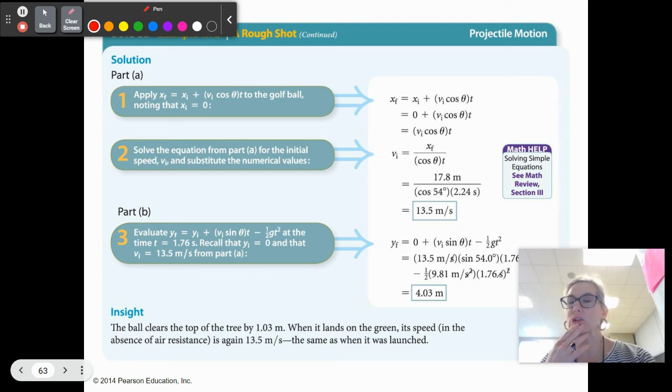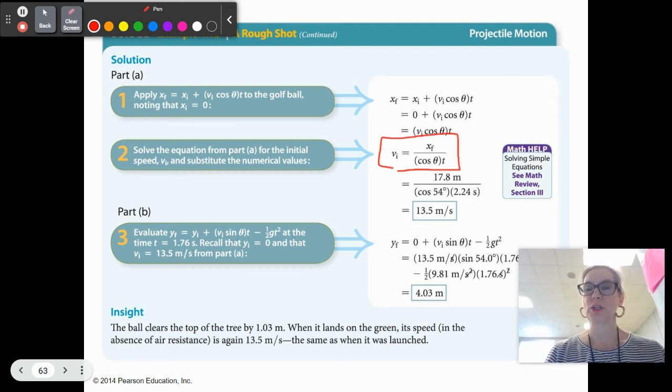Now, I like to rearrange my equation first before I put the numbers in. It just helps me make sure that I've canceled everything out correctly, which is sort of what they did here. They plugged in the 0 for xi, and then they just solved this for vi first, and then put the numbers in. To me, it just makes it easier to find your mistakes. And then we're going to do the same for YF, except in this case, it's already solved for YF, so we're just going to plug the numbers in and work it out.